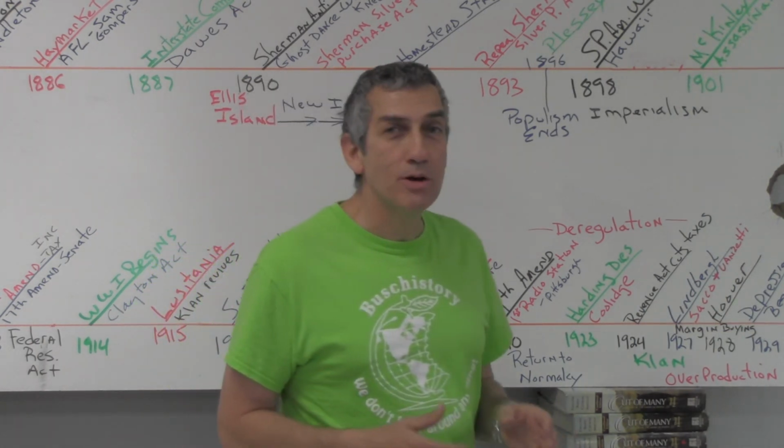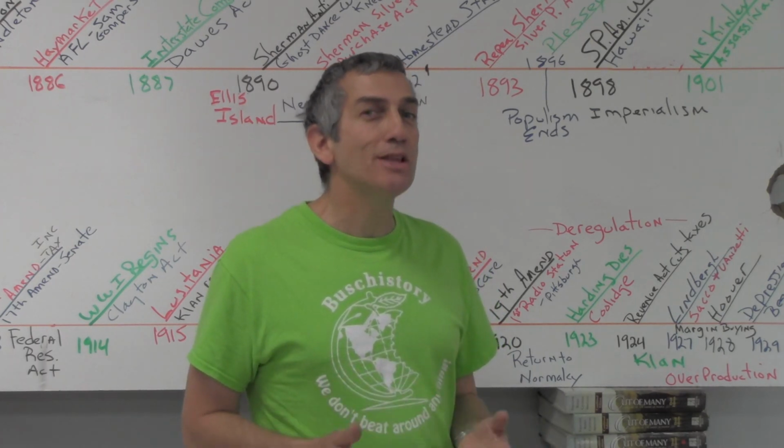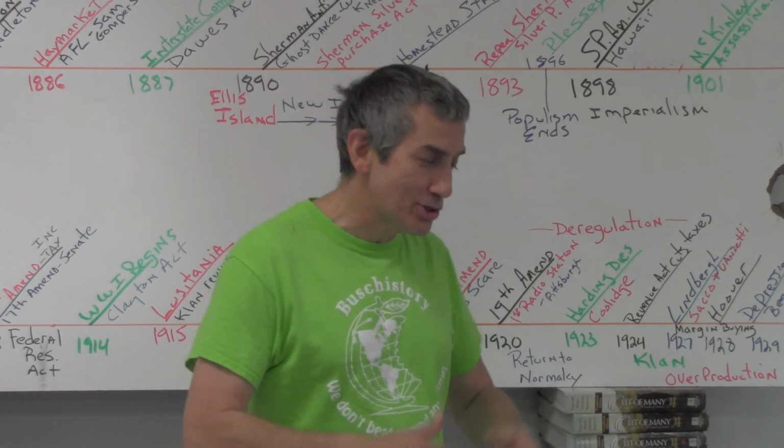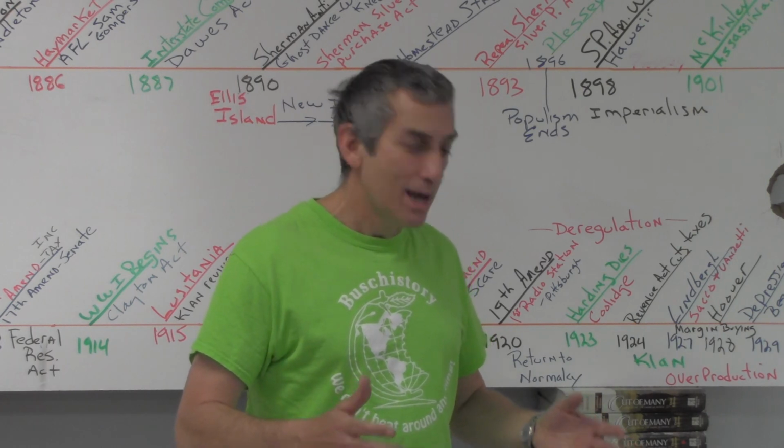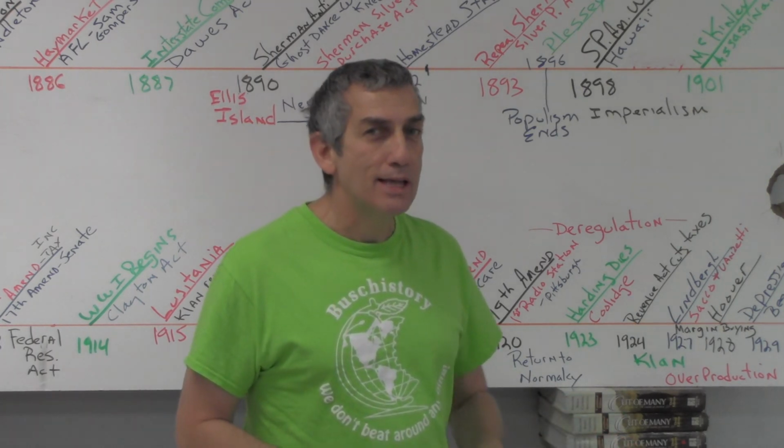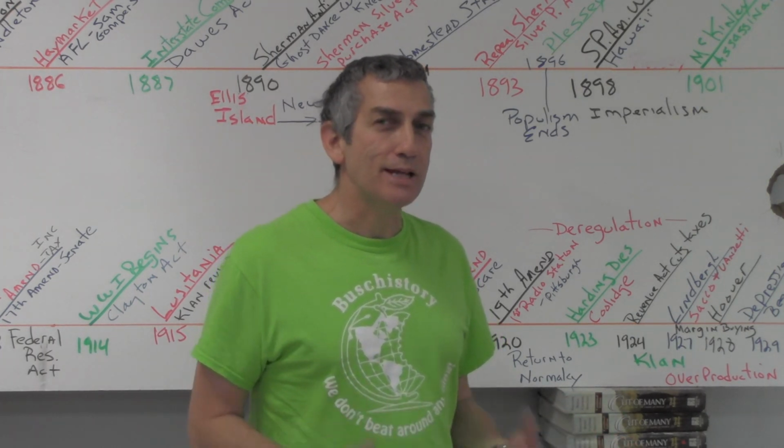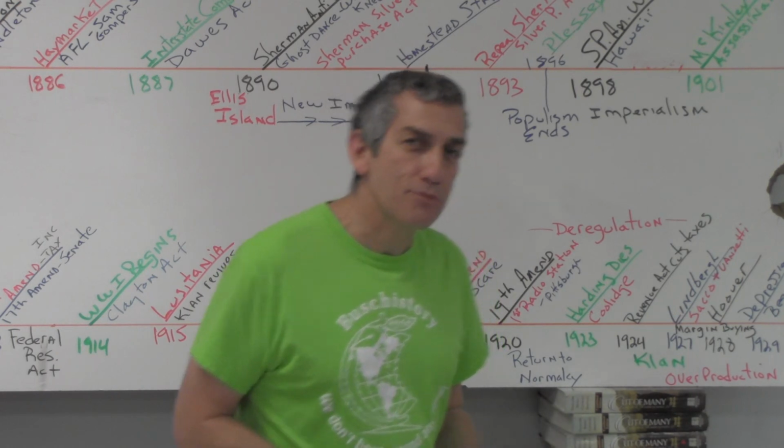And Herbert Hoover may go down in history as one of the unluckiest presidents in American history. He's going to preside over this time period in which the economy is falling apart. And since people think with their wallets, in 1933, they will vote for Franklin Roosevelt.